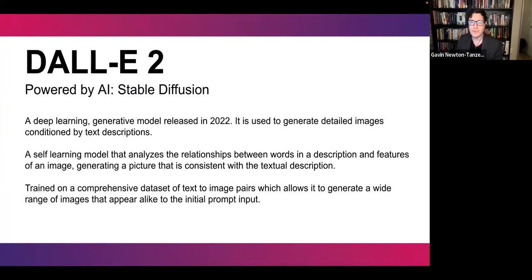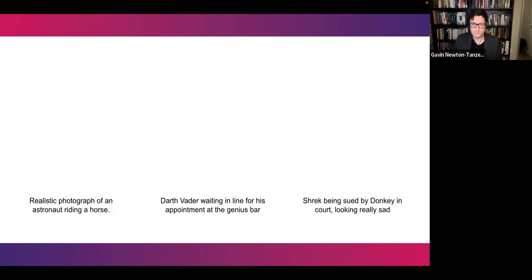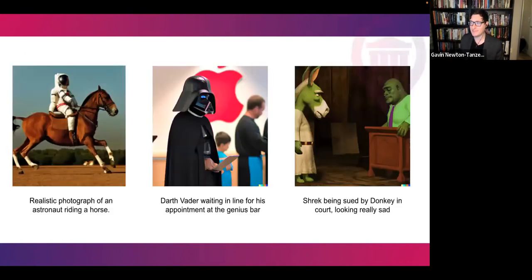DALL-E 2 is able to create images based on text and styles. For example, if you tell it a particular style that you'd like with a particular image that you'd like, it can, based on a comprehensive database of images, generate its own impromptu creative artwork. Here are just some very silly examples. They can be much more artistic than this. This was just us trying to have some fun.